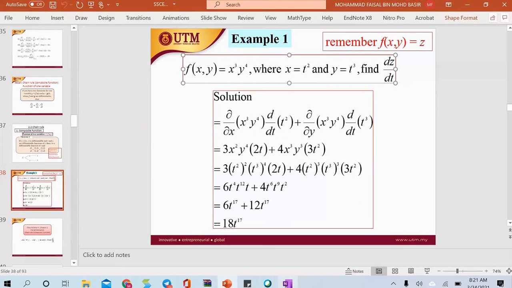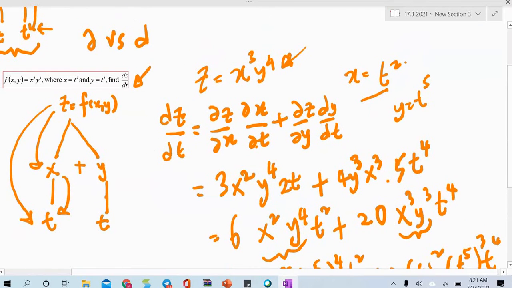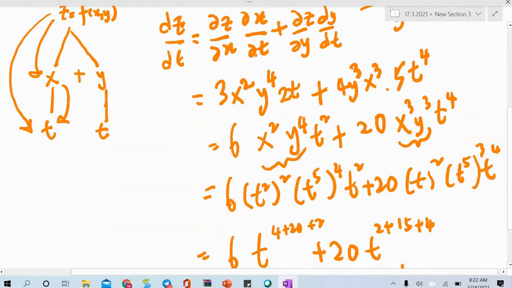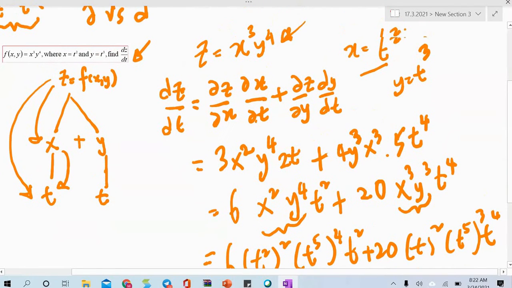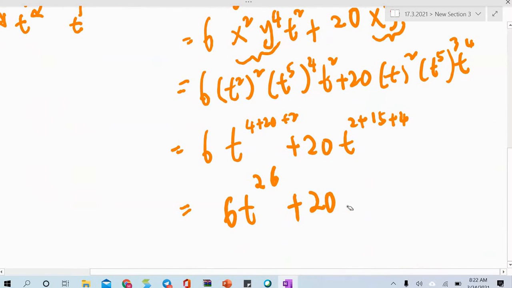T cube. Okay, I think I have copied the wrong question. Okay, y equals t cube, not t to the power 5. That's why it was wrong. Okay, y is t cube, so I have to do it again. So here it will be 3t squared. So everything will be wrong. So remember, everybody can do wrong. We just have to check.